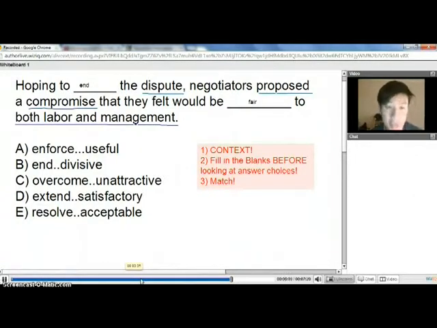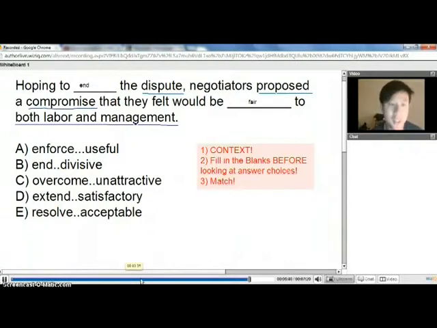A, we have enforce, useful. That is not very useful to us. B, end, okay, we have that. However, divisive is not equivalent to fair. Hoping to end the dispute, negotiators proposed a compromise that they felt would be divisive. If you want to end the dispute, you don't want to be divisive at all, which means to divide, basically. C, overcome, unattractive.